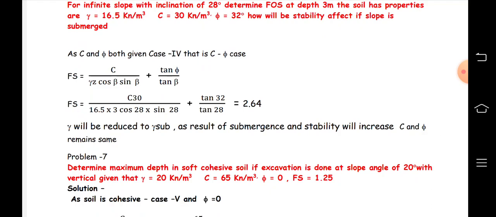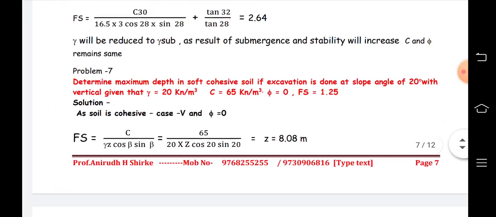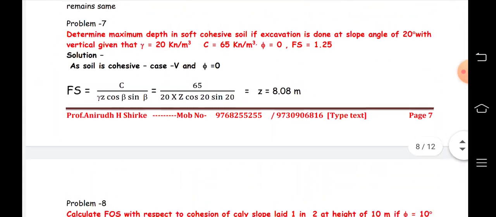And the problem asks how the stability will be affected if the slope is submerged. So in this case, gamma will be reduced to gamma submerged as a result of submergence. And the stability will increase, as the values of c and phi remain the same.